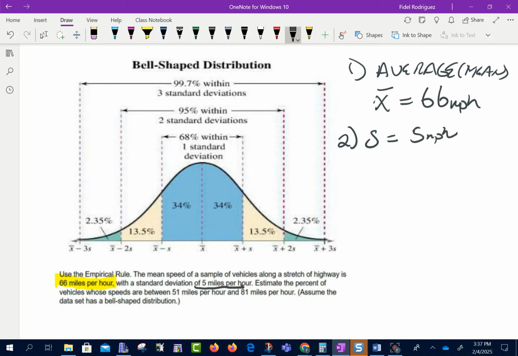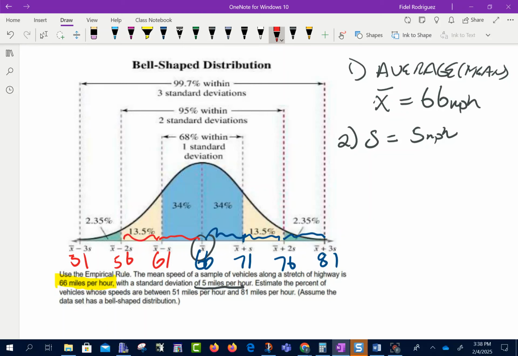Okay. So, y'all, the first thing I'm going to do is label this graph. In the middle right here, y'all, we have our X bar. Well, we said our X bar was 66 miles an hour. Now, what I'm going to do, y'all, is add 5 to get this number right here. So if we add 5 to 66, that should be 71. If we add another 5, that should be 76. And if we add another 5, y'all, that should be 81. Now, going to the left, y'all, I'm going to be subtracting 5. So this would be 61. If I subtract 5 again, that's going to be 56. If I subtract 5 again, that's going to be 51.